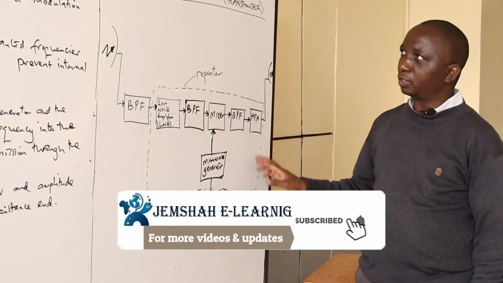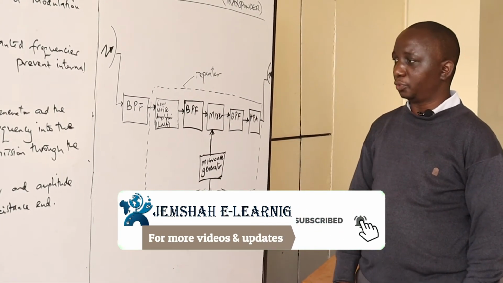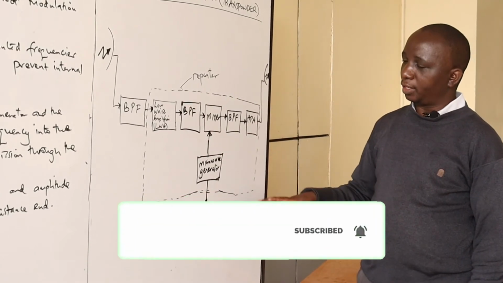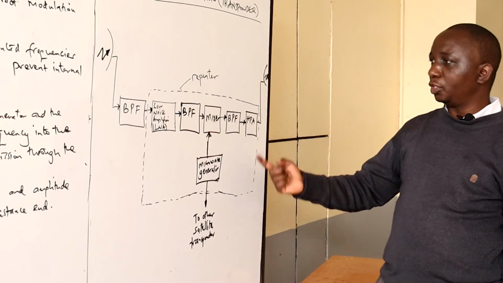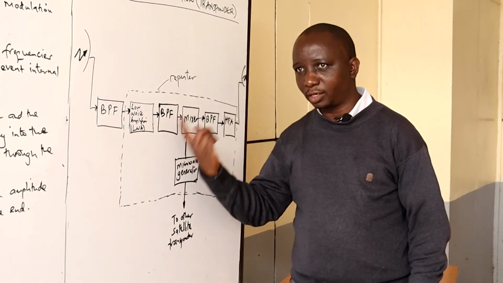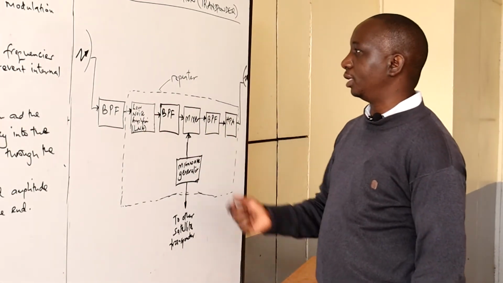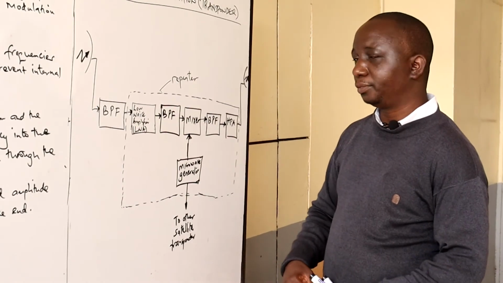So this is what we refer to as a satellite transponder station. You normally need to understand what it does: it regenerates the signal and sends it back to the transmission line. So we could refer to it as a transponder.